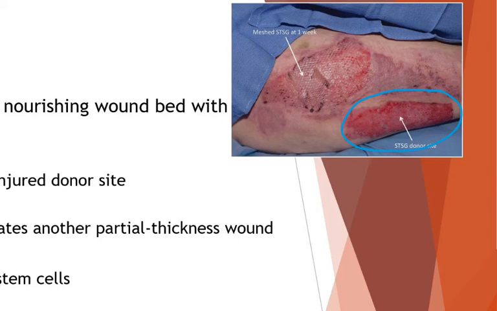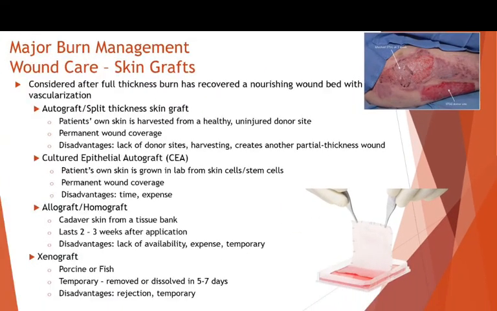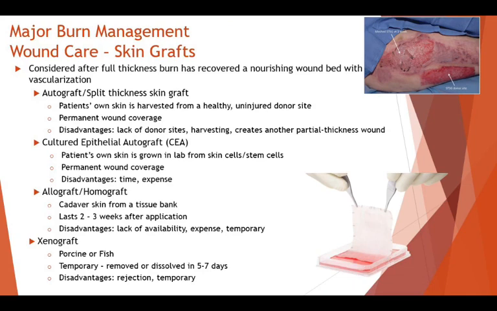And the reason it's called split thickness is because it's harvested and then it's meshed out so that it expands over a bigger site. It is currently the best practice right now, and again, on a patient with huge amounts of burns that don't have donor sites available, that's a little harder. It does create another partial thickness wound, so again, it's your own skin, so it is the best.